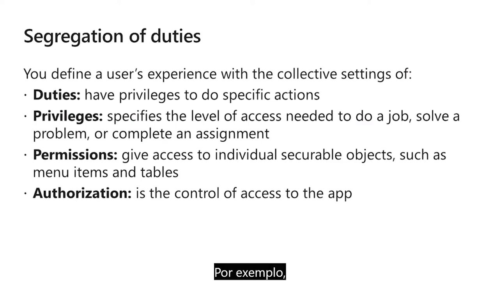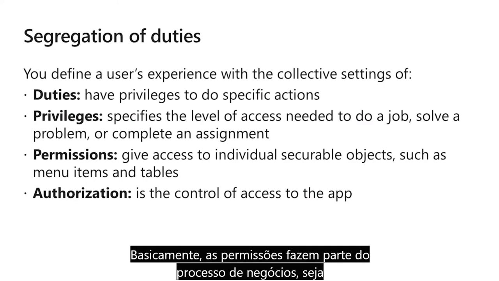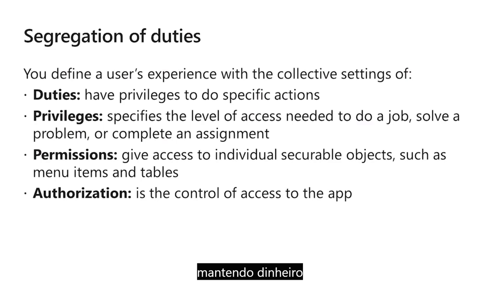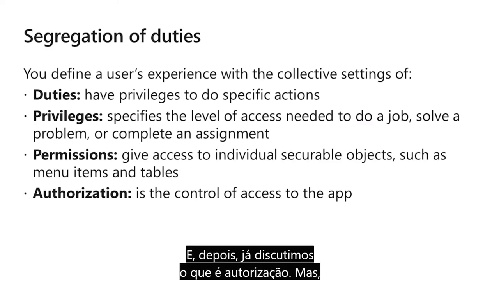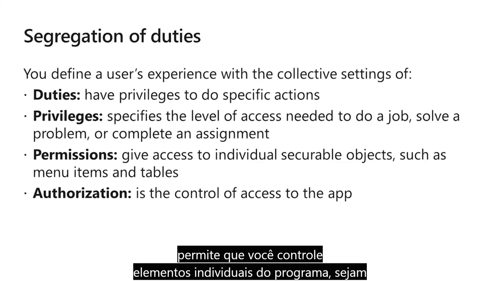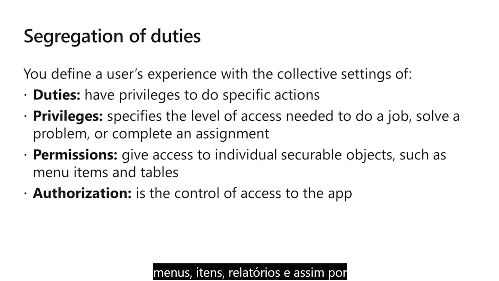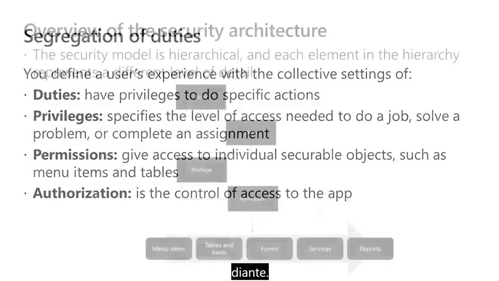So, for example, if you needed to post a journal entry or process credits and collections, basically permissions are part of the business process, whether it's maintaining cash or bank transactions. And then we already discussed what authorization is, but essentially it allows you to control individual elements of the program, whether it's menus, items, reports, and so on and so forth.